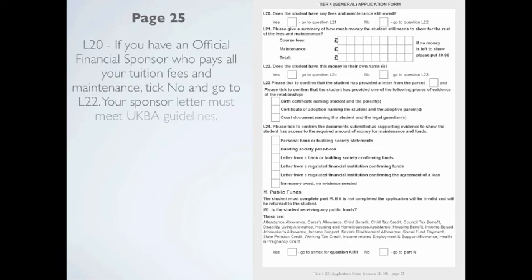L20. If you have an official financial sponsor who pays all your tuition fees and at least £600 per month towards your living costs, you may tick no and go to L22. The sponsor letter you will enclose to show this must meet the guidelines shown in the Tier 4 policy guidance.